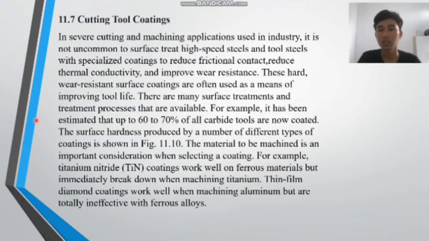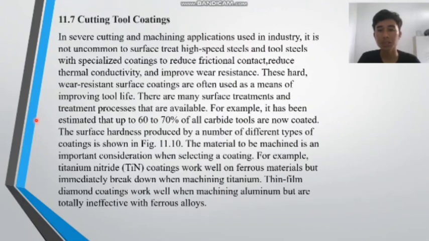Next, 11.7 cutting tool coatings in several cutting and machining applications used in industry. It is not uncommon to surface treat high-speed steel and tool steels with specialized coatings to reduce frictional contact, reduce thermal conductivity, and improve wear resistance. These hard wear-resistant surface coatings are often used as a means of improving tool life.